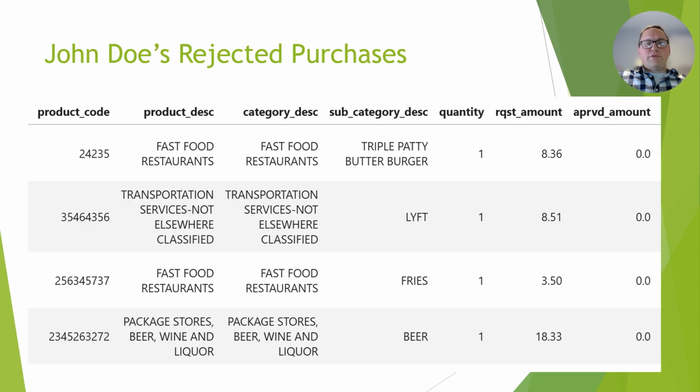We're going to call this user John Doe, and here are John Doe's 4 rejected purchases. He tried to order a triple patty butter burger at a restaurant. That was rejected. Tried to take a lift with the card. That was rejected. He also tried ordering fries and beer. So a lot of restaurant type items as well as a taxi service.